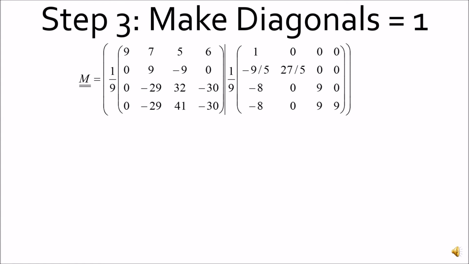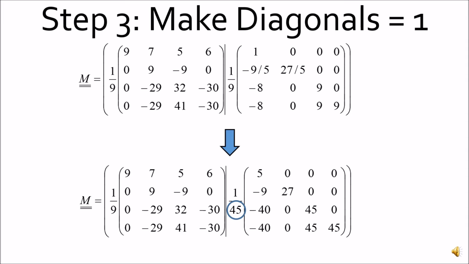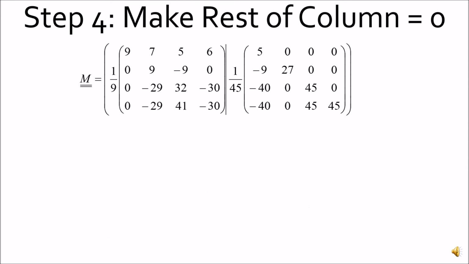So this is what we're left with. We have 1s in the top left and the 2, 2 position on the left hand side, and on the right hand side you notice we have some fractions here. We have minus 9 over 5 and 27 over 5, so just to keep things tidy again, we're going to take the 5s outside, so that gives us 1 over 45 as the factor out the front of the matrix on the right hand side.